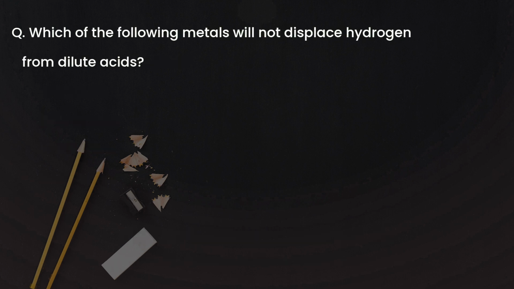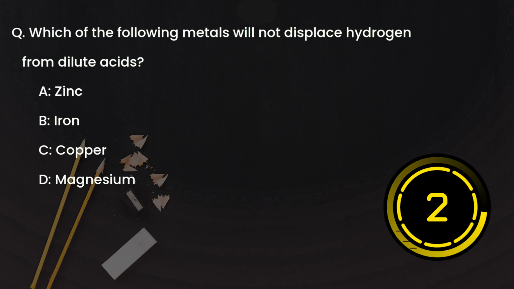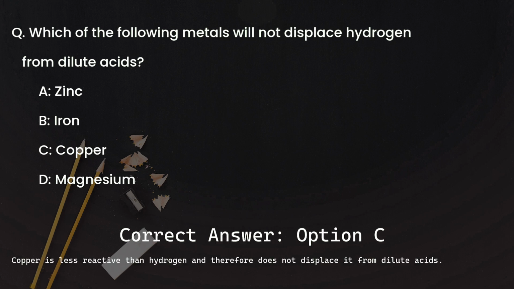Question: which of the following metals will not displace hydrogen from dilute acids? Option A, zinc. Option B, iron. Option C, copper. Option D, magnesium. You have 5 seconds to answer the question. The correct answer is option C, which is copper. Copper is less reactive than hydrogen and therefore does not displace it from dilute acids.